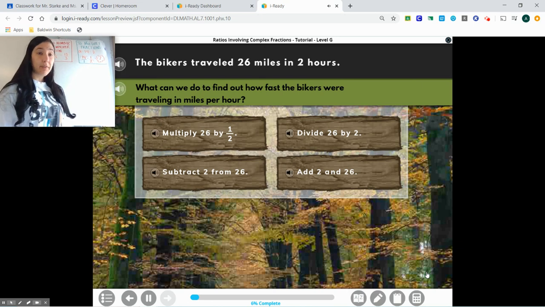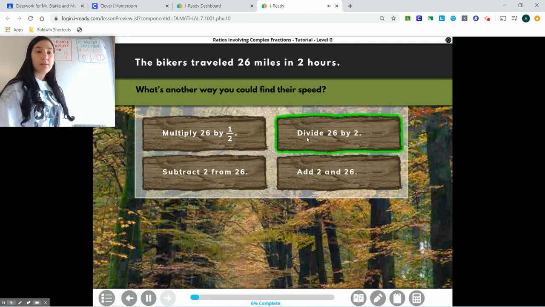So we know to find unit rate, we want to divide. So right here, we have 26 miles in 2 hours, so we're going to click divide 26 by 2. But there's another way that would work perfectly. What's another way you could find their speed?